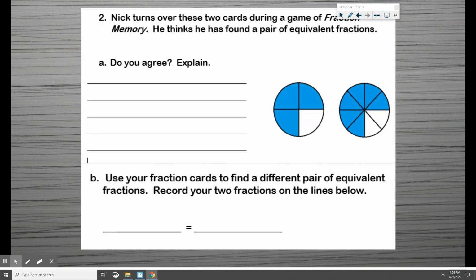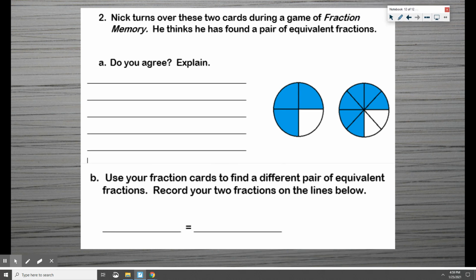Okay. Looking at the next one, this is if we were doing a fraction memory card game. It's kind of like Fraction Top It, where you're turning over cards, but you're doing it as a memory game. You're trying to find matching fractions. So Nick turned over these 2 cards during a fraction memory. He thinks he found a pair of equivalent fractions. Remember, equivalent means equals. This fraction is 3/4, and this fraction is 6/8. And we need to know if they are equivalent.